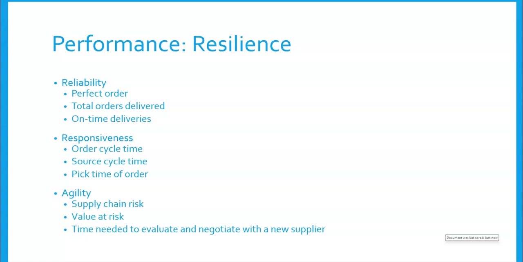And then agility. What is our level of supply chain risk? What is the likelihood of each risk happening? And then what is the value of our supply chain at risk if one of those events were to happen? So how can we be agile when we need to make some changes in our supply chain?